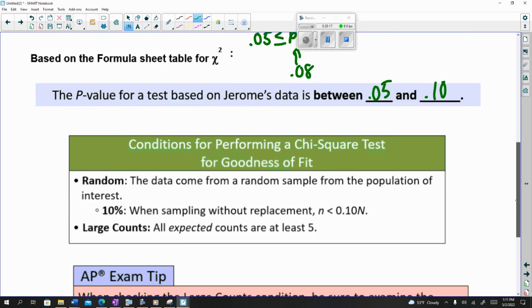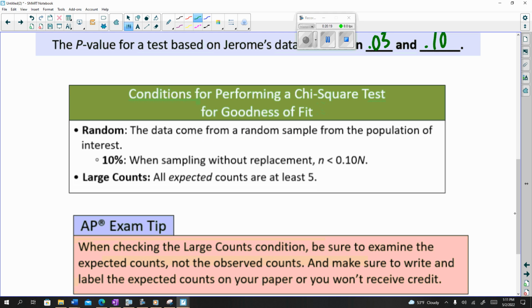So, if you want to know what conditions we have to check for chi-squared, again, I don't think that this is going to be on your free response, but you always want to check SRS and 10N is less than the population of interest. But the last one is all the expected counts have to be greater than or equal to 5. And if you look back at our expected counts, I think they were all greater than 5. So, this is usually met if your sample size is large enough.